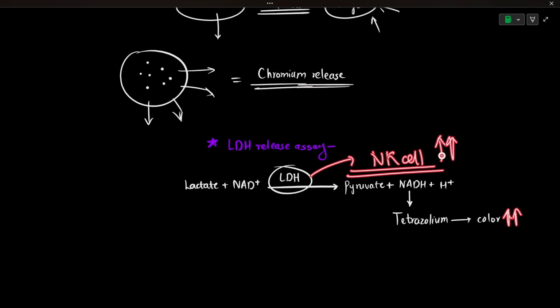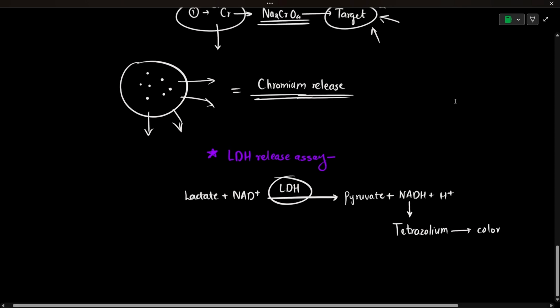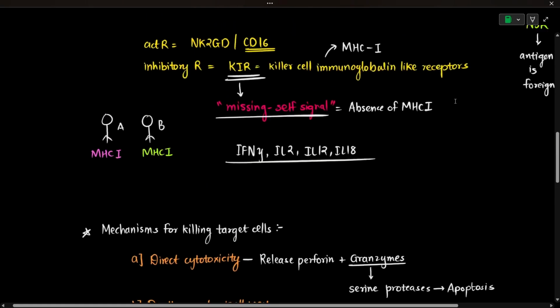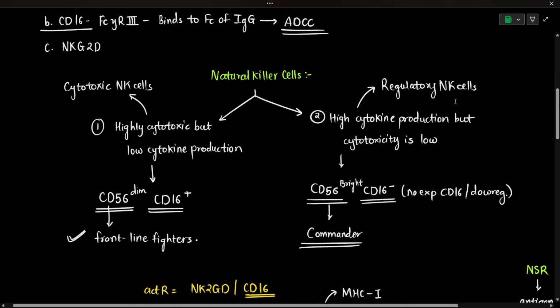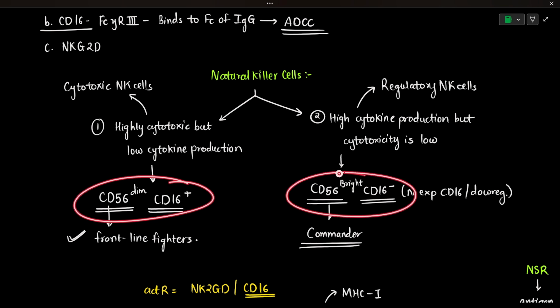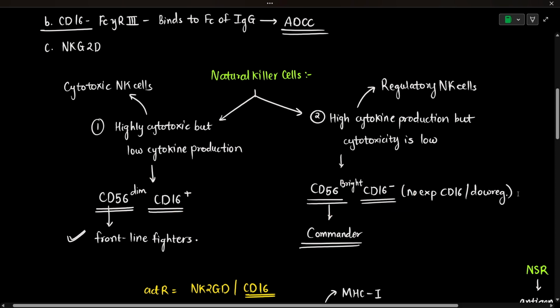Okay, so I hope you have got an idea about how the natural killer cells mediate the killing of the target cells. They use different methods for killing, and we also discussed different types of natural killer cells and how to recognize them using surface markers. So with this, I'm done with this lecture.